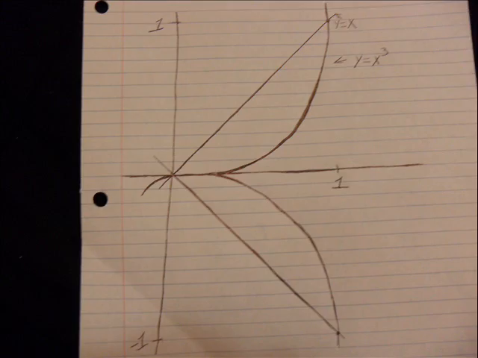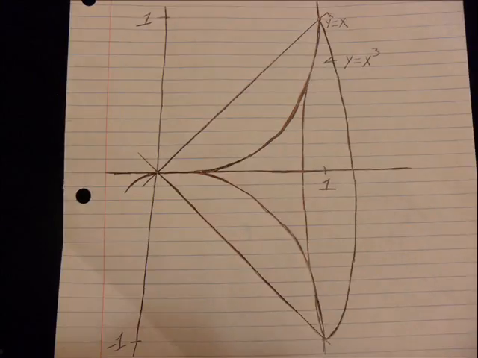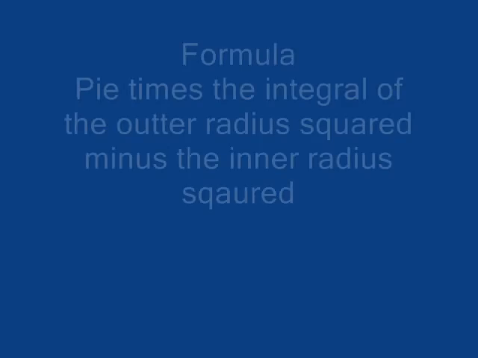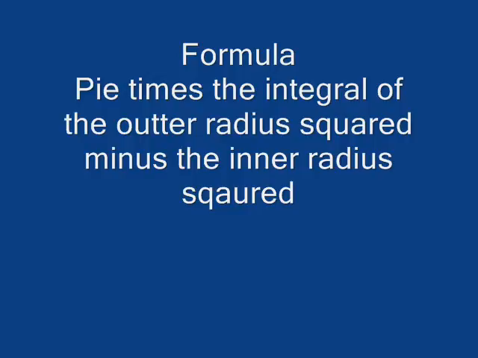We are going to reflect the graph over the x-axis. Since this is volume, we are going to draw a cylinder. Inside this cylinder, there is going to be a disk. This disk is what we're going to use to find the volume. We will use the formula pi times the integral of the outer radius squared minus the inner radius squared.